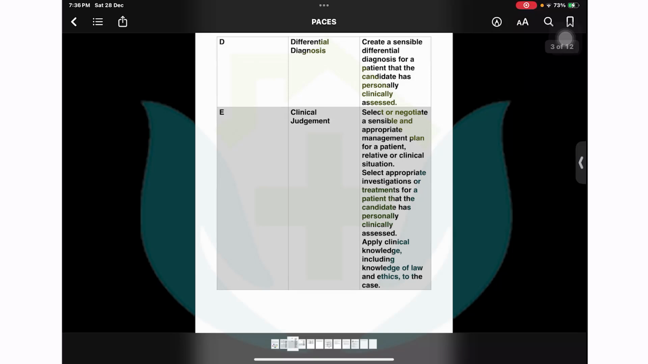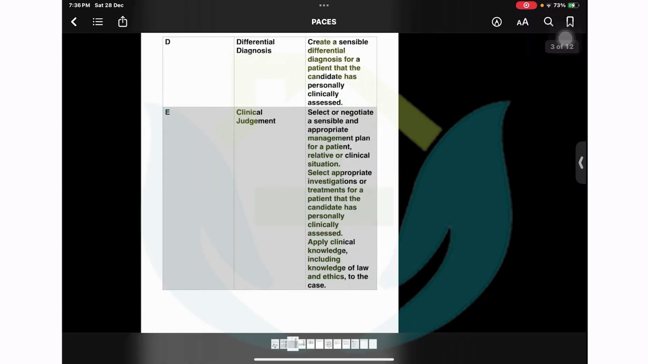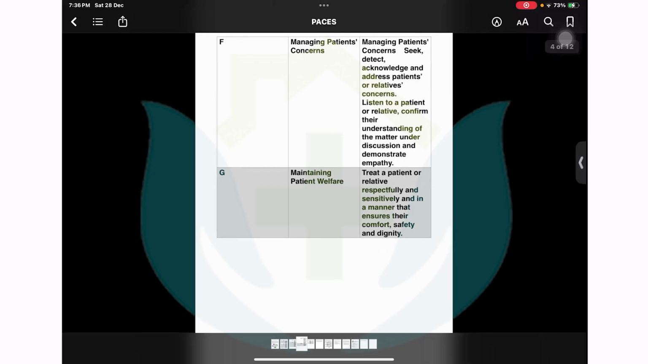Then of course, clinical judgment. Like a patient asks you, "Doctor, I don't want to take any medication, so can you tell me something?" So you have to negotiate with them and sensibly arrive at an appropriate management plan relative to their clinical situation, applying your knowledge, applying the knowledge of law and ethics, and managing their patient's concerns. You seek, you detect, you ask for it, and once you have confirmed that this is what they want from you, you demonstrate that you know.